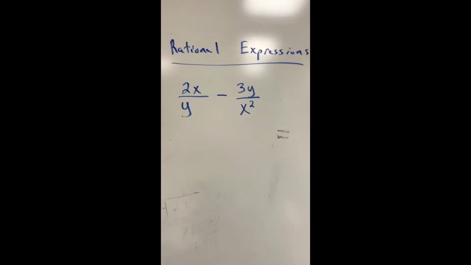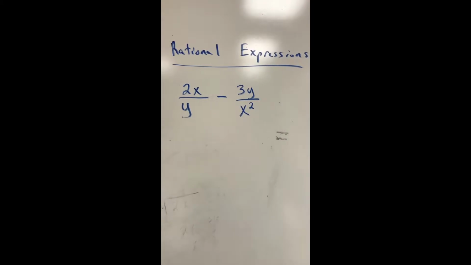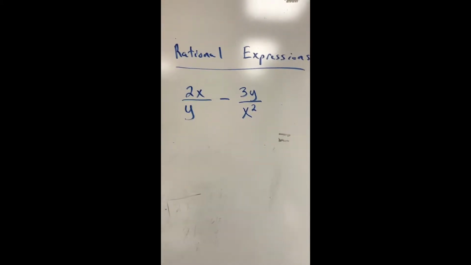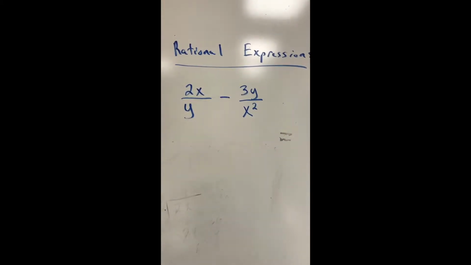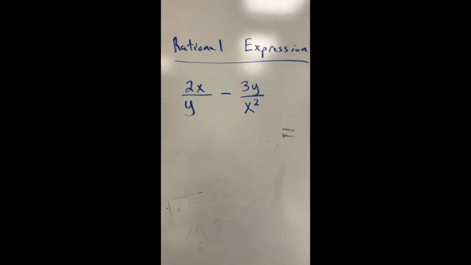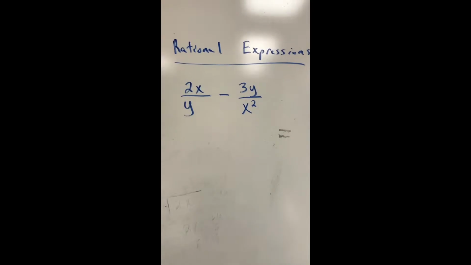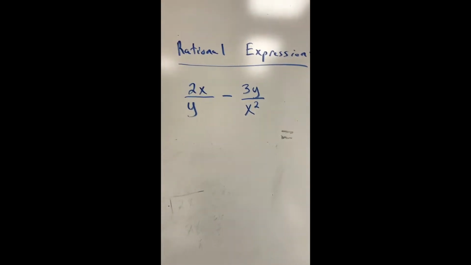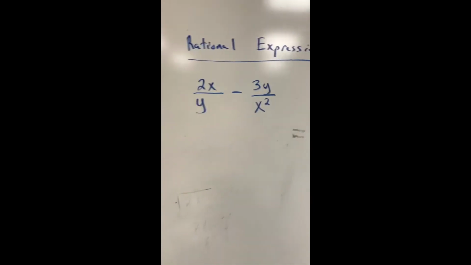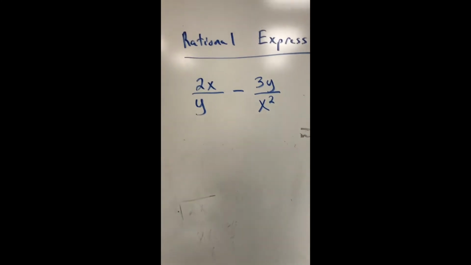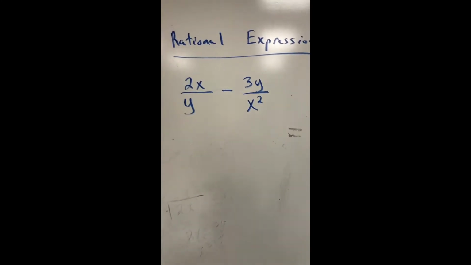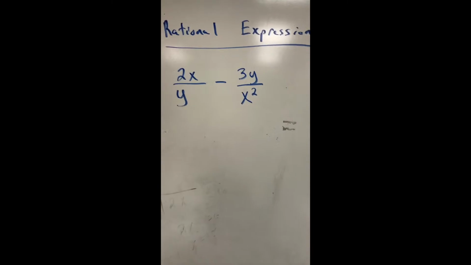The way we do that with fractions, you have to have a common denominator. So what you need to do is take a look at the two denominators and compare them in order to see what you need to make them have the same denominator. So look at the first one, it has a denominator of y. The second one has a denominator of x squared. So we need to have a common denominator where they have both a y and an x squared.